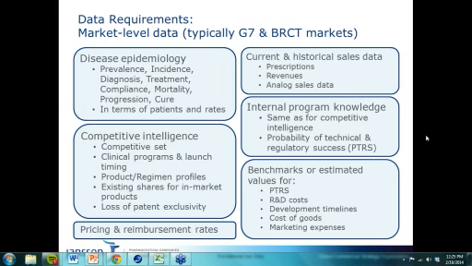And finally, we may need to look at some benchmarks and estimated values for the PTRS or different R&D costs, development timelines, cost of goods and marketing expenses to pull together that P&L, especially at a very early stage of strategic planning when we don't have the time or the other resources to go through an extensive information gathering process. So those are all the different kinds of data requirements that we have to conduct a strategic planning process.